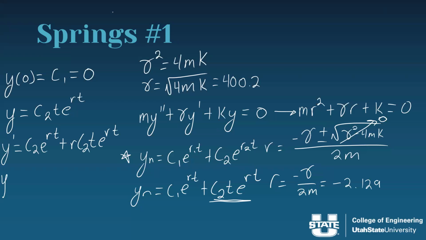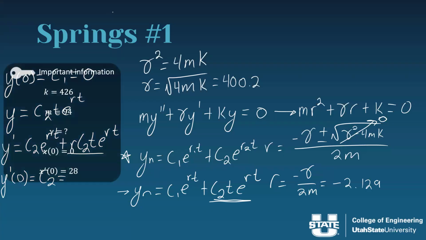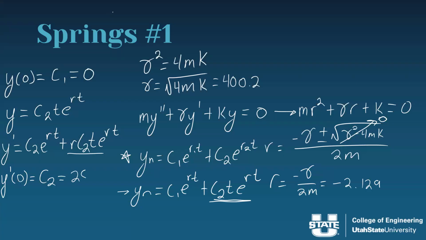Then we plug in 0 for t. And what happens when we plug in 0 for t? C2. Just like we did with our y1 over here, this term has a t in it. So when we plug in 0, we have just C2. And what was it? It was 28, from our initial conditions. So now we have solved for y.